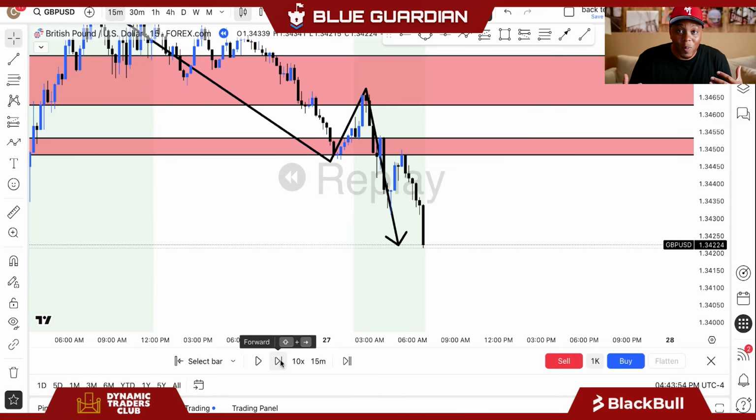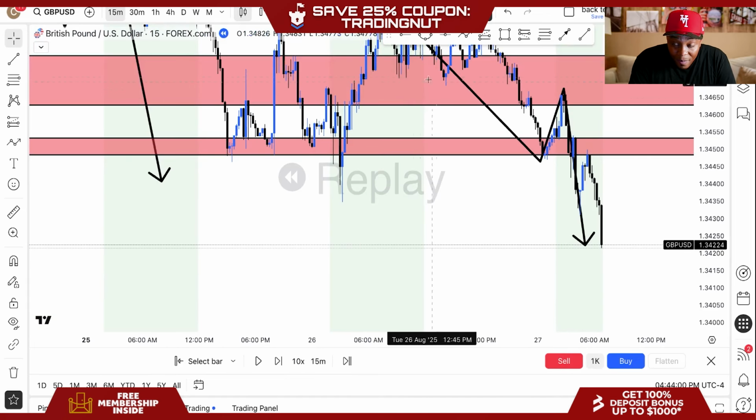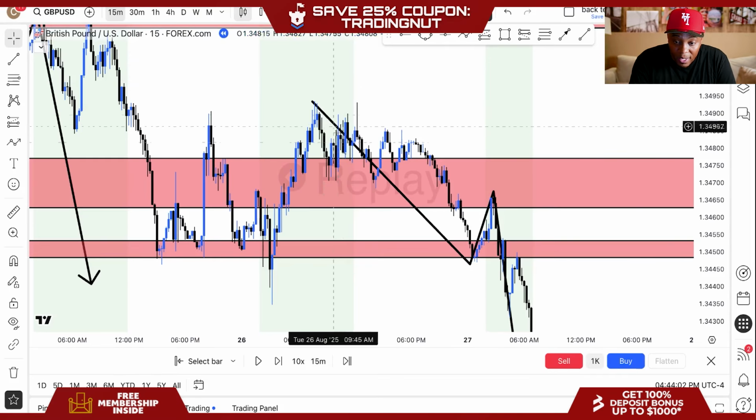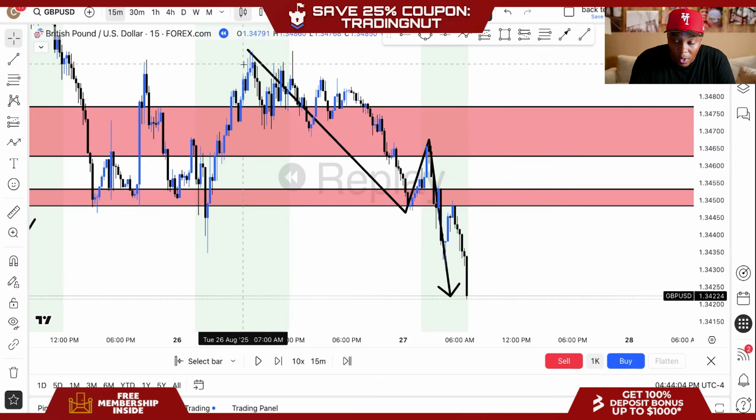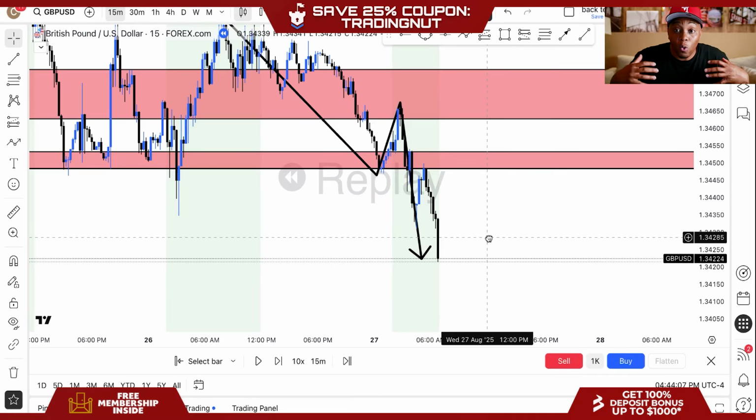So we're already expecting, as a market structure trend trader, I'm already expecting buyers to come in at a lower low. I'm gauging this lower low from this accumulation right here. This is a small trend, small downtrend on the 15-minute chart. I'm already waiting for buyers.